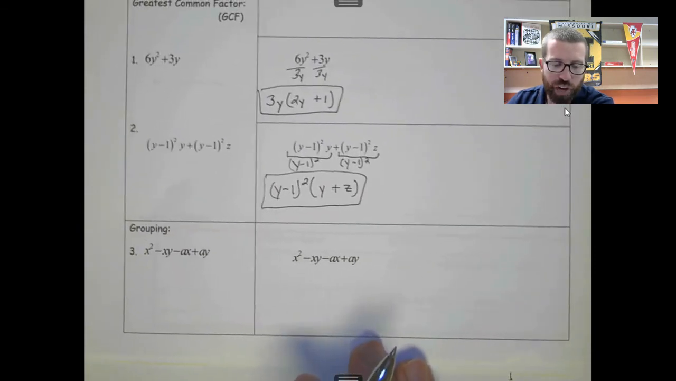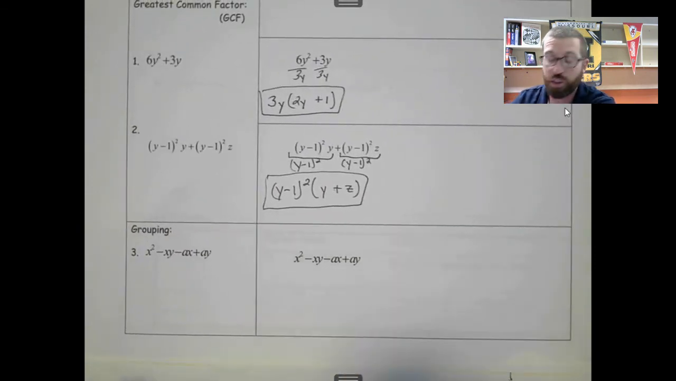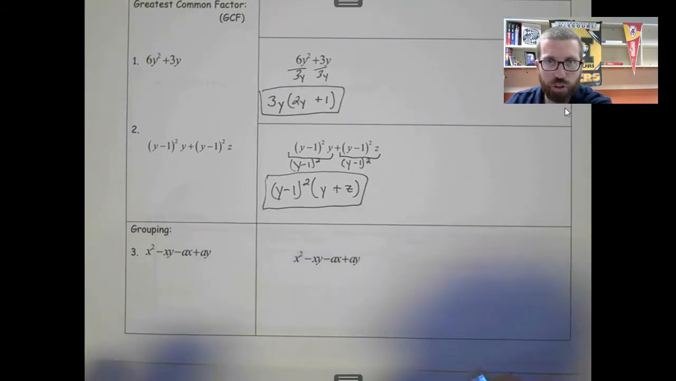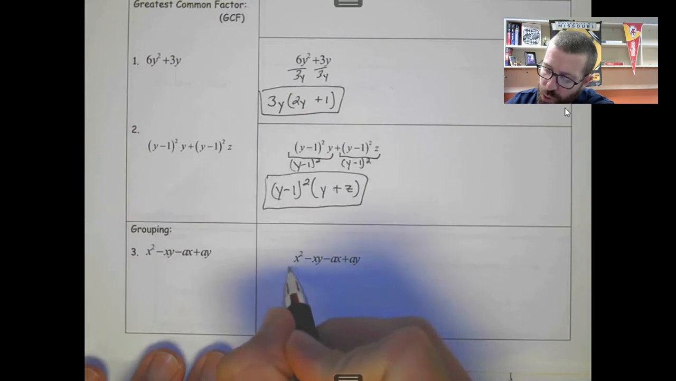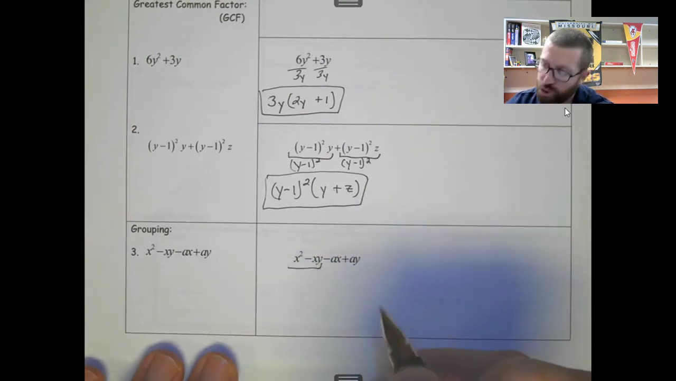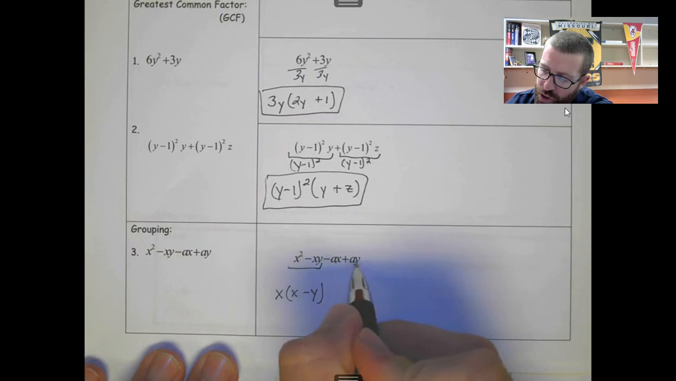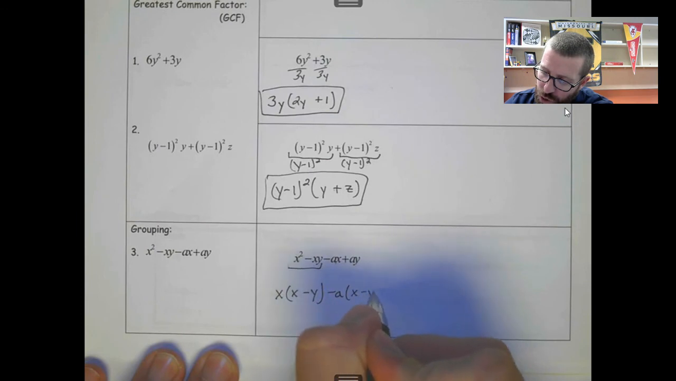Factoring by grouping, this is commonly used in the AC method to factor a quadratic. But if you have 4 terms, you look to factor by grouping. That's where we look at these first 2 terms and see if there's a greatest common factor between these two. And there is. They have an x in common. That leaves us with x minus y when you divide out that x. And then these have a negative a in common. It leaves us with x minus y.